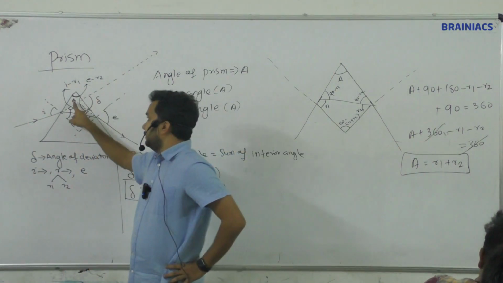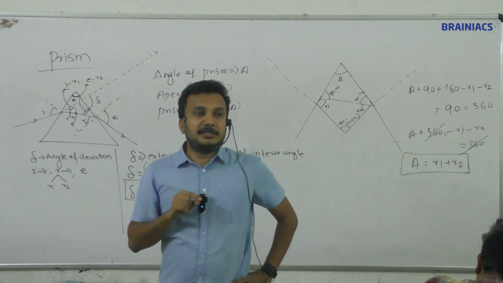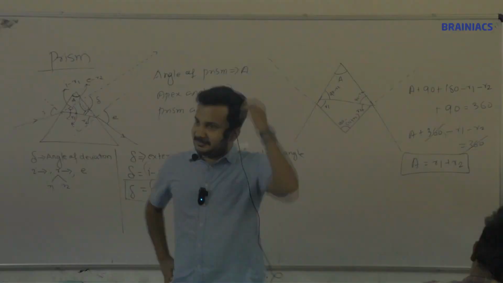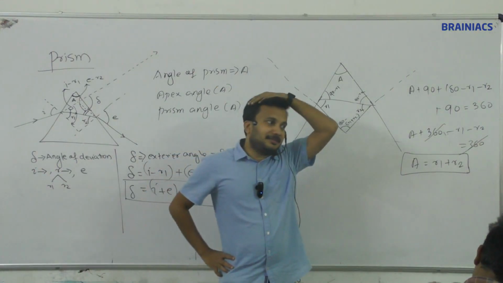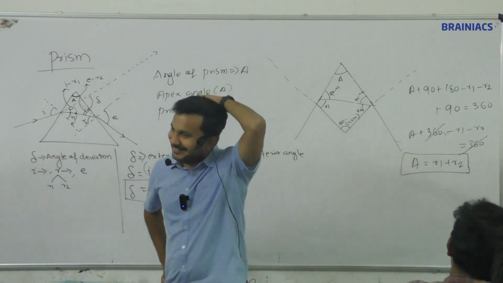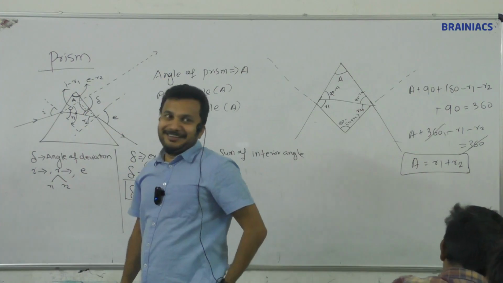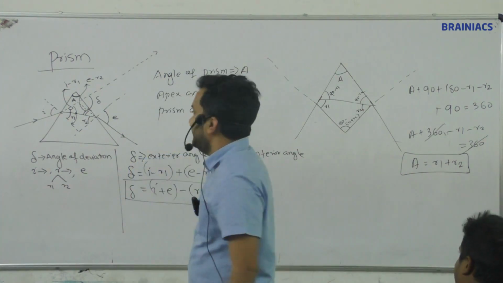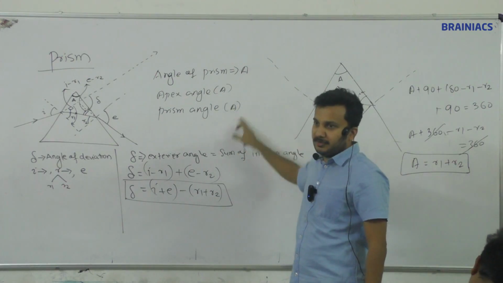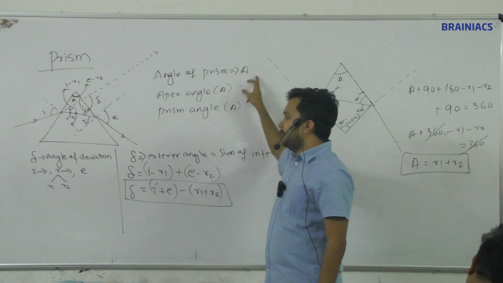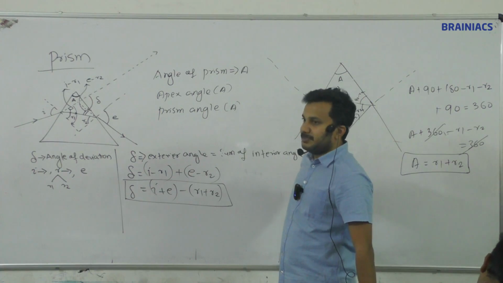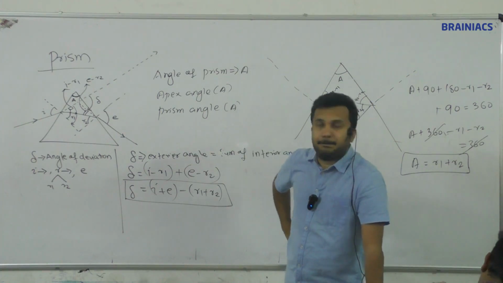You have marked A, right? This has to be marked. The angle A is called the angle of prism, apex angle, or prism angle.